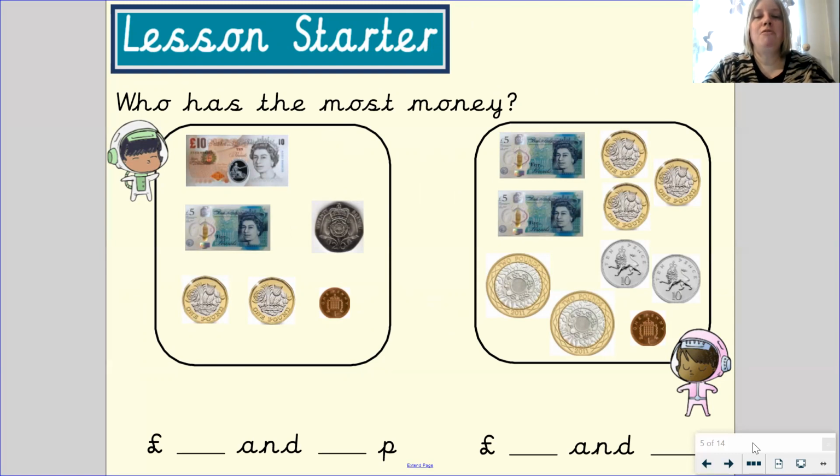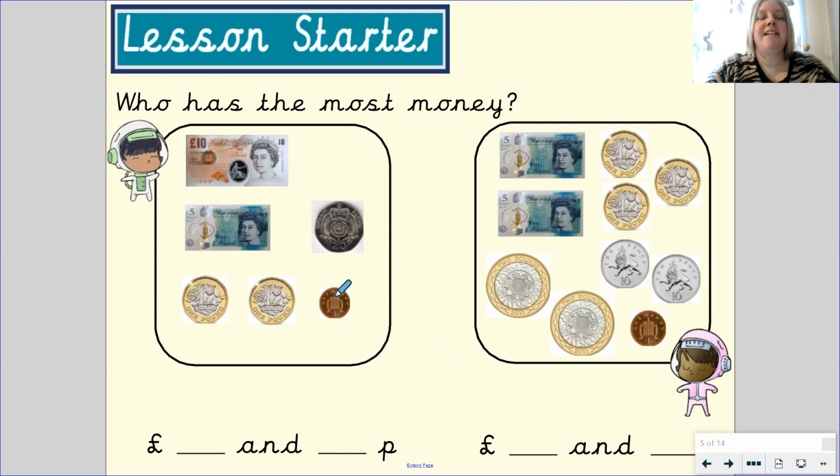Let's have a look at this question. Who has the most money? I would like you to pause the video and jot down how much money each of the astronauts has. Remember to count the pounds first and then the pence. Pause your video and let's look and see how much money our astronaut has. The green astronaut has a £10 note, a £5 note, 2 £1 coins, a 20p coin and a 1p coin.